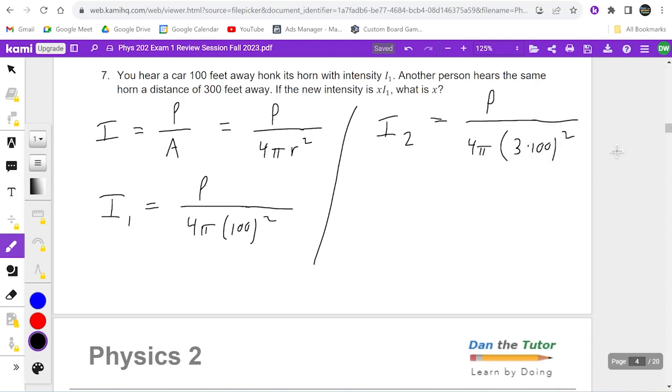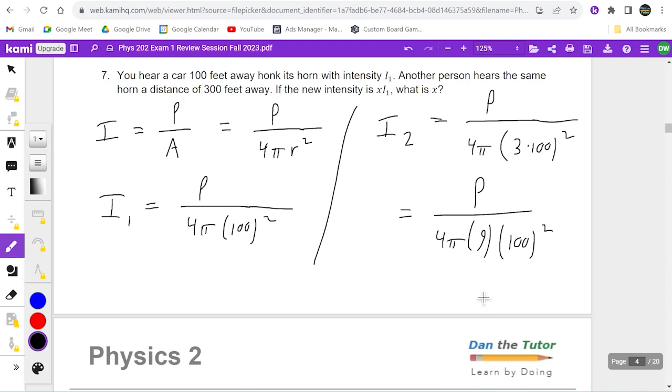And why would I write it like that? Because I'm recognizing that the difference is a factor of 3, because that's what they're really asking about. Now, if I want to simplify this, I am going to square the 3, because technically I should square both the 3 and the 100. So in other words, I get p over 4 pi, 3 squared is 9, and 100 squared is still 100 squared.